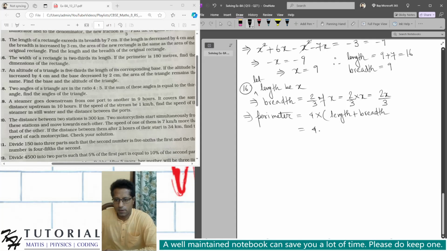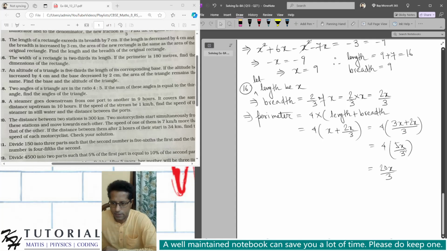This is equal to 4 into length is x and breadth is 2x by 3. If you simplify x plus 2x by 3, it will be 3x plus 2x by 3, which further can be simplified as 5x by 3, which is equal to 20x by 3. So this is the perimeter of the rectangle.